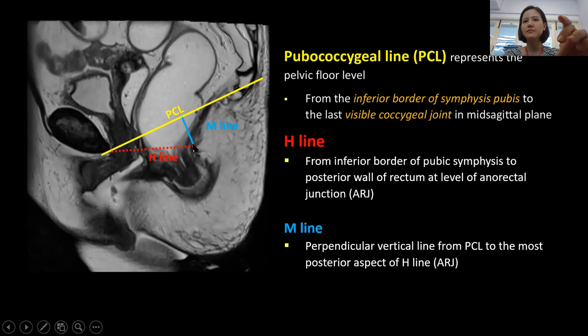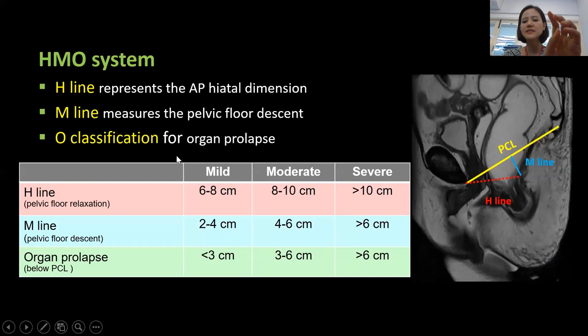So for this line, the H line shouldn't exceed 6 centimeters in a normal patient. 6 to 8 centimeters is graded as mild, 8 to 10 is moderate, and more than 10 is severe pelvic floor widening. And for the M line, it should not exceed 2 centimeters in a normal patient. 2 to 4 centimeters is mild pelvic floor descent, 4 to 6 is moderate, and more than 6 is severe.